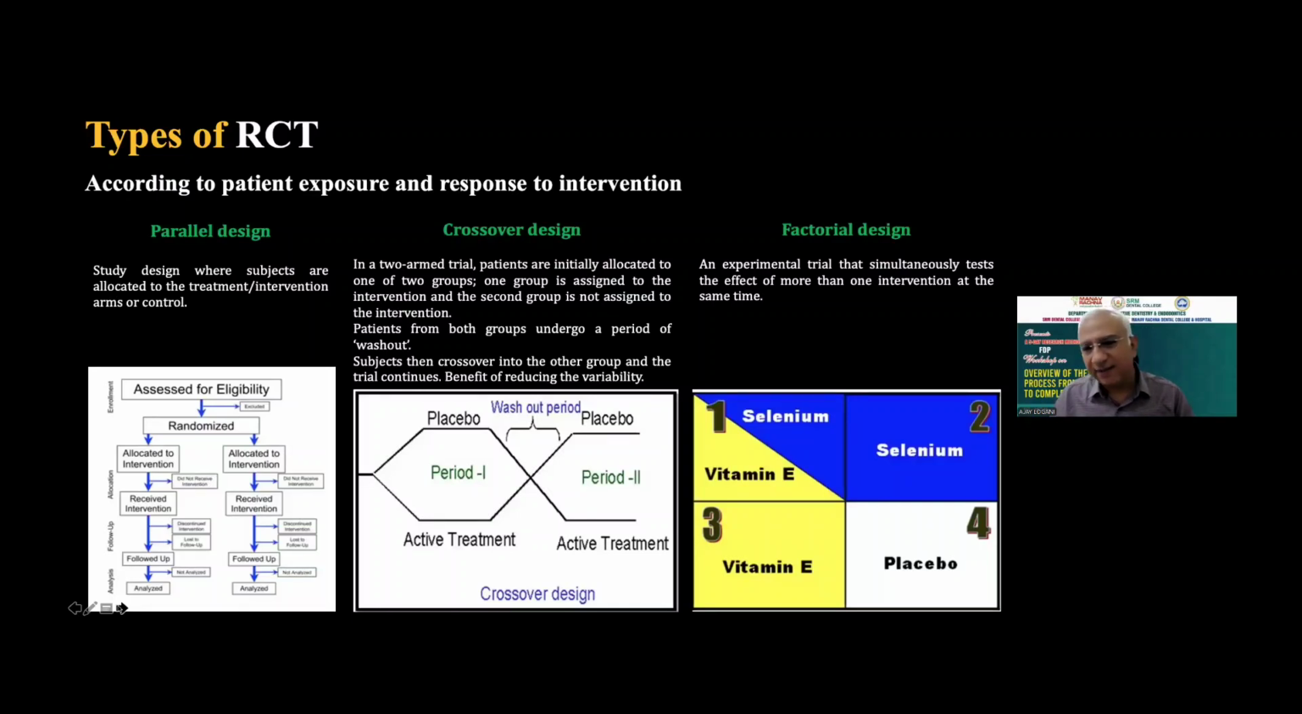And the third type is the factorial design. It's an experimental trial that simultaneously tests effects of more than one intervention at the same time. Now, this is the theoretical part. Just to tell the postgraduate residents that as far as endodontics is concerned, it is the parallel design randomized clinical trials which are most of the time conducted in our field.